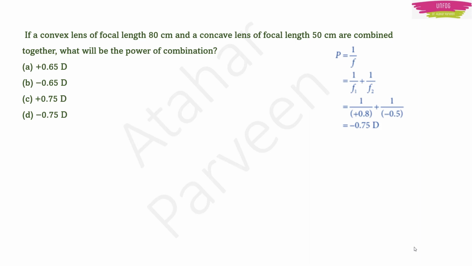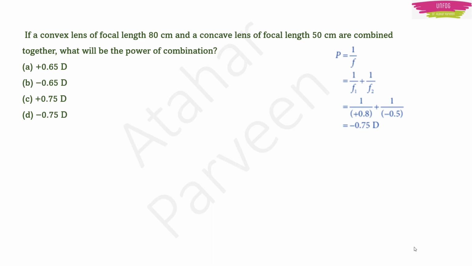Actually, you know that power is equal to the reciprocal of focal length, right? But then you can combine the focal lengths. If two lenses are combined together, you can add those focal lengths, but you have to take the reciprocal of each focal length. For example, in this question, they have given the focal length of the convex lens, let that be f1, and the focal length of the concave lens, let that be f2.